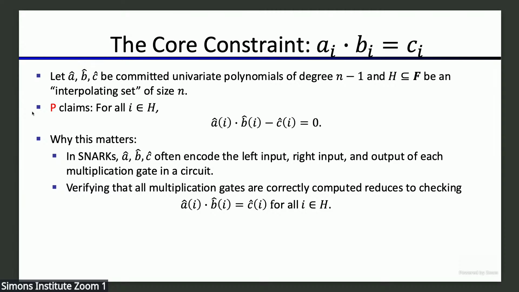Now typically what's going on in the SNARK is that A is capturing the left input to gate i, B is capturing the right input to gate i, and C is capturing the purported value of gate i, and gate i is a multiplication gate. And so this is checking: is the value of gate i really the product of its two inputs?